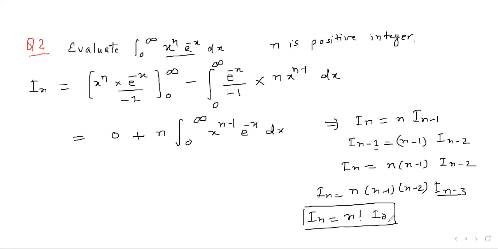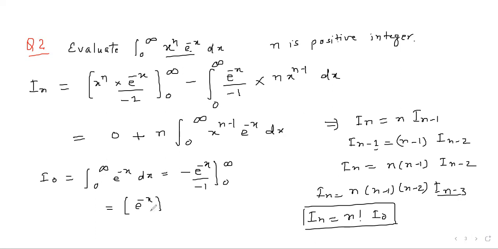Now let's evaluate what I0 is. I0 means, when we put n equal to 0, this term will become 1. So we will be left with the integral 0 to infinity e to the power minus x dx. We evaluate it. So this will become e to the power minus x divided by minus 1, limits 0 to infinity. So we can write it as e to the power minus x, 0 to infinity.